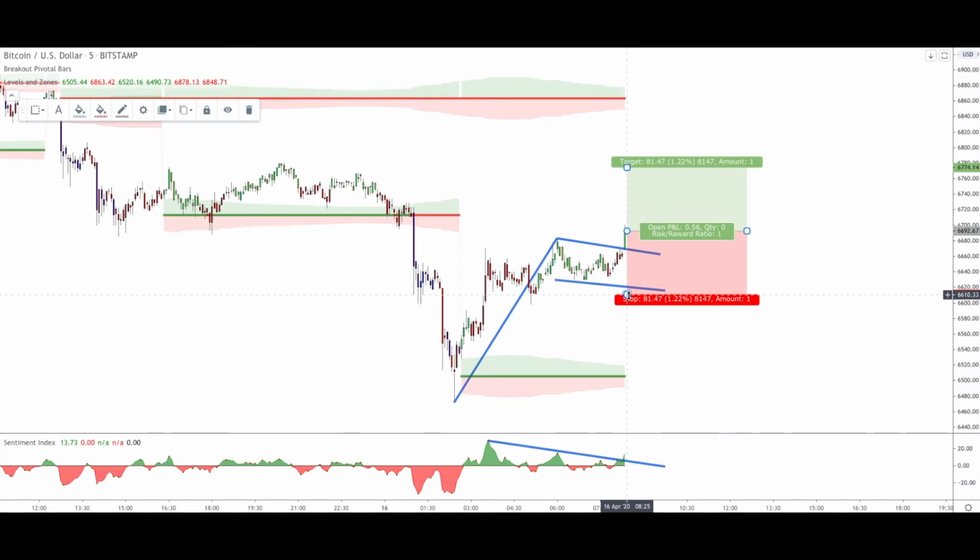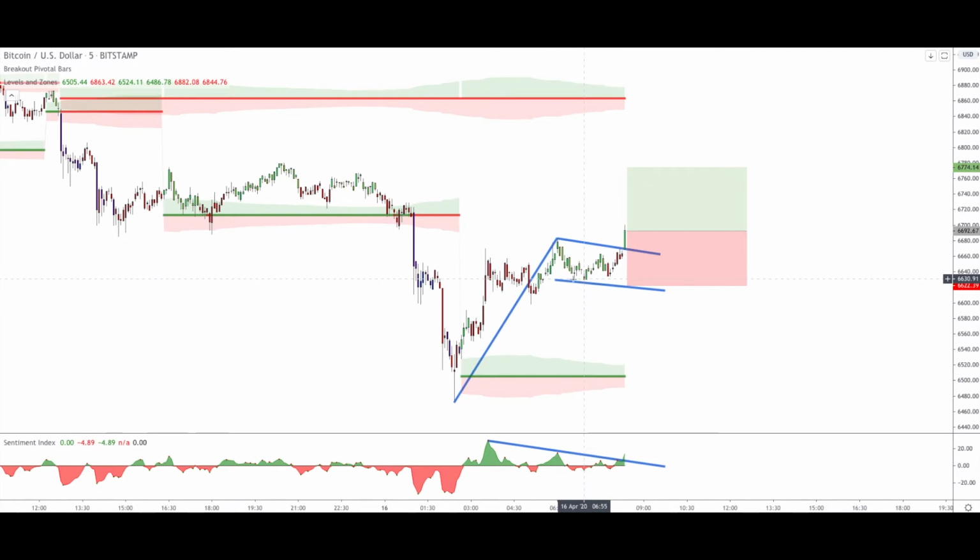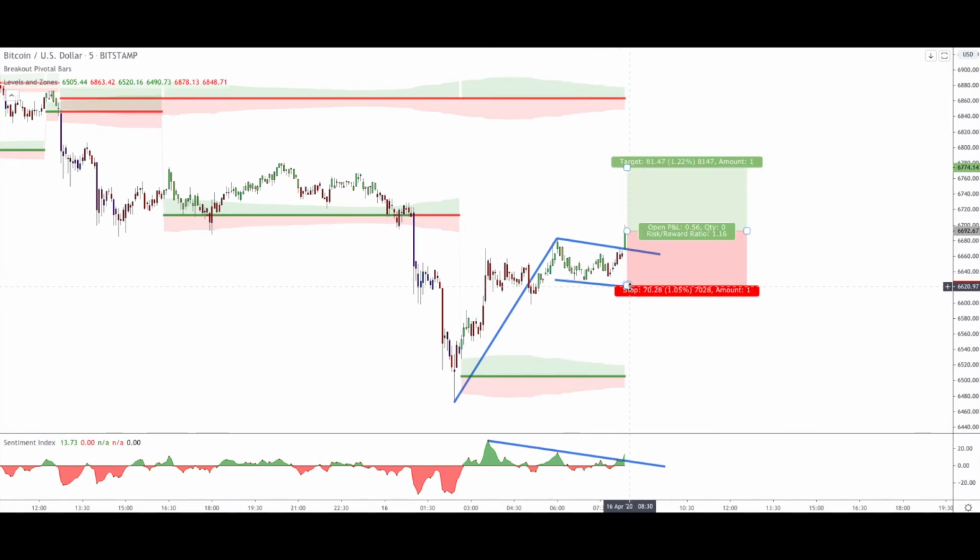Our stop loss is going to be, well, if you want to be 100% conservative, we should place it like this. So it should be at a lower level in regard to the lowest point in the consolidation, so a bit lower.